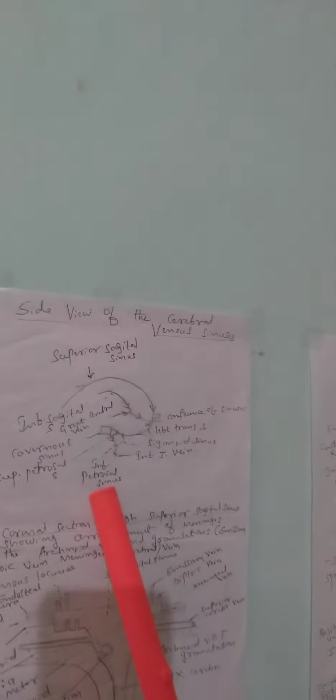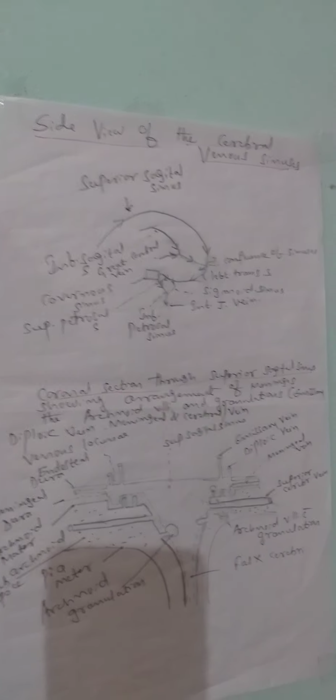And the superior petrosal sinus drains veins from the brain, cerebellum, medulla, and brain stem. The medulla, pons, cerebellum drain into it. The inferior petrosal sinus is here. This inferior petrosal sinus drains from the cerebellum and from the medulla.